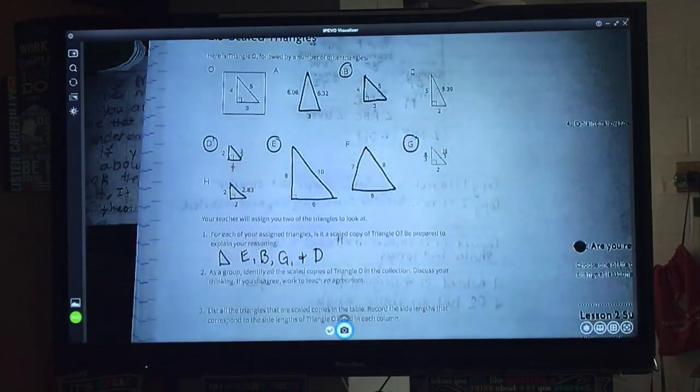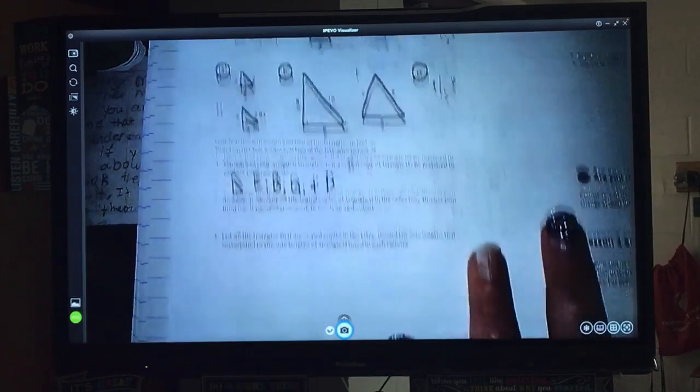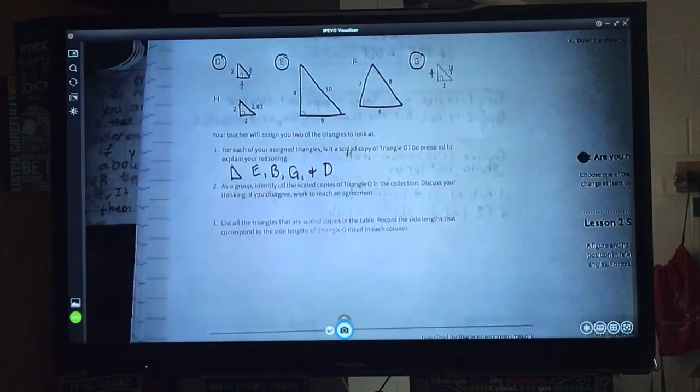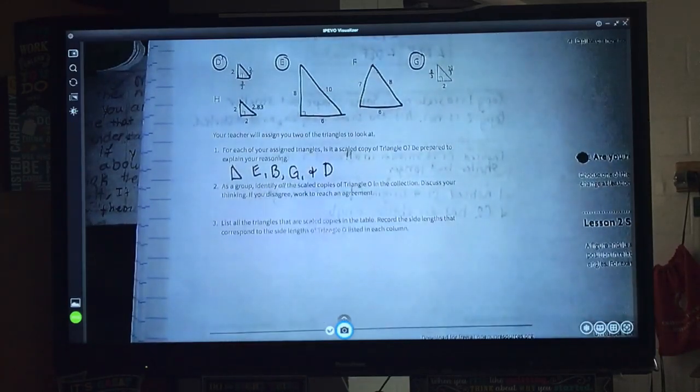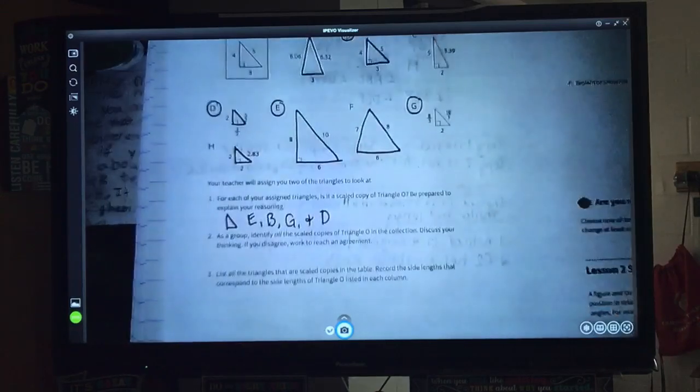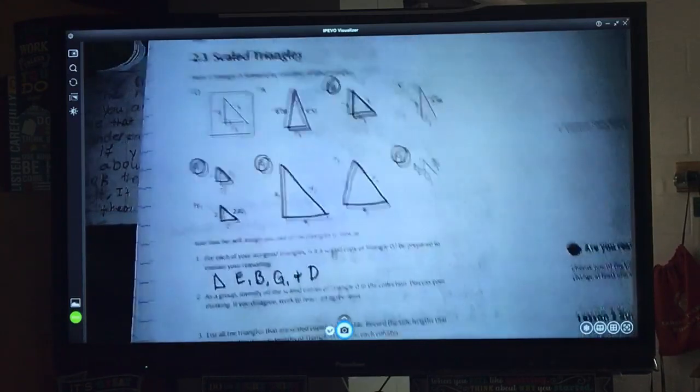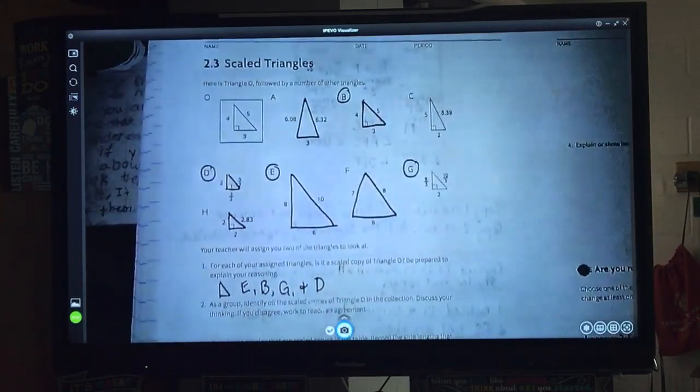Okay, we're about to talk about it. Stop letting me. Good Lord, children. We're going to discuss it. All right, so as a group, for number 2, it says, identify all the scaled copies of triangle O in the collection, which we just did, and discuss why you feel like these are the same, or talk about the discussion you had with B, D, and E. Now, I want to talk to Raheem's group for a second. Because y'all were super intense about something. And I want to know why you were super intense.